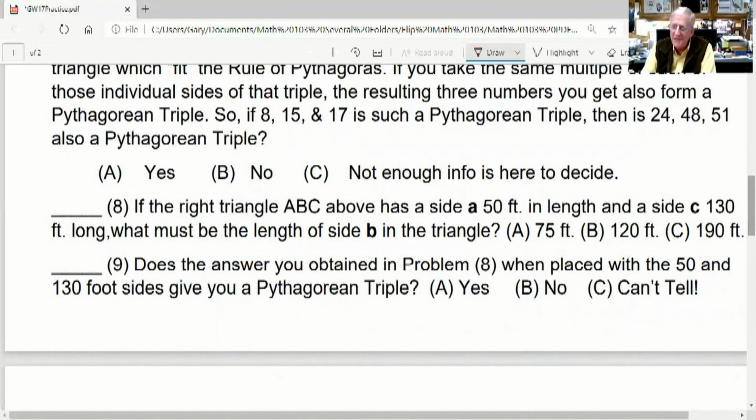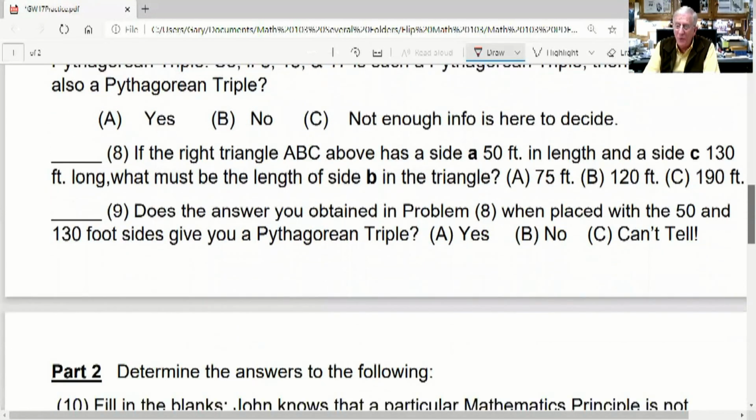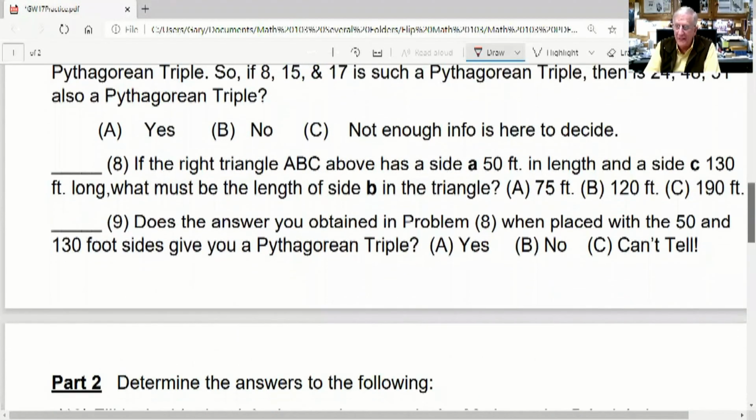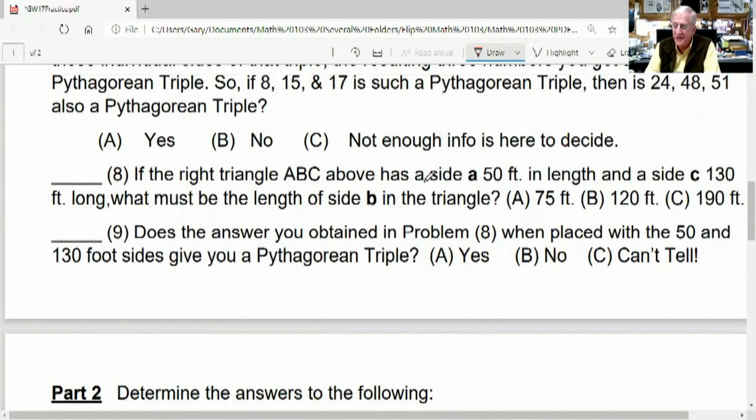If right triangle ABC above has a side A of 50 feet in length and a side C, which is 130, that of course is the hypotenuse, feet long, what must be the length of side B in this triangle? Well, to get that, I'm probably going to have to use the rule of Pythagoras, right? Unless I know a Pythagorean triple that goes with those, and you may not know what that Pythagorean triple is, so I'm going to write here along the bottom of this sheet. Let me put these into the rule of Pythagoras.